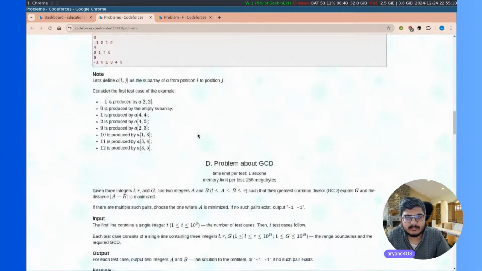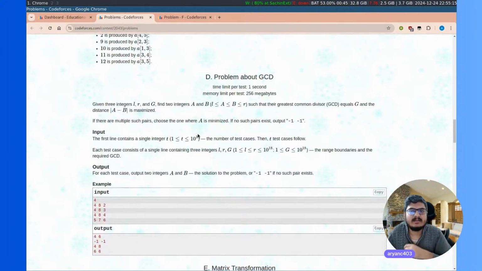Okay, I think I will move to problem D then. It is a problem about GCD. Given three integers L, R, G, find two integers A and B such that their greatest common divisor equals G and the distance between them is maximized. If there are multiple pairs where the distance is the same, then we should find the one with minimum A. And if no such pair exists, we should print -1, -1.